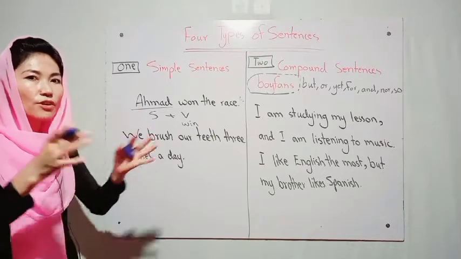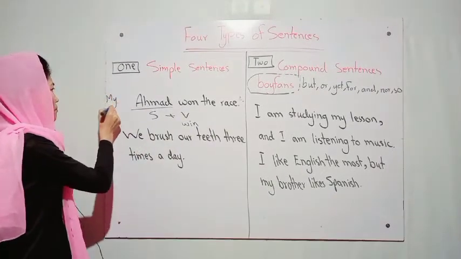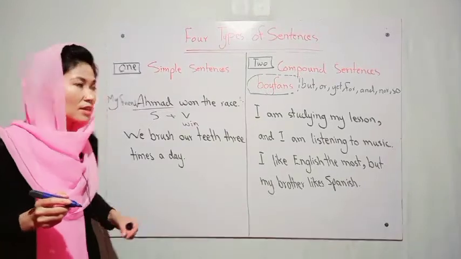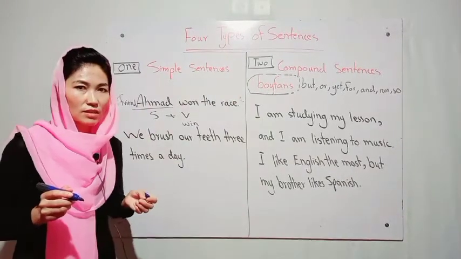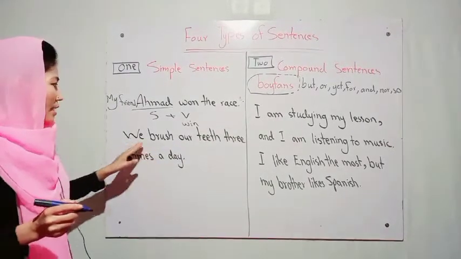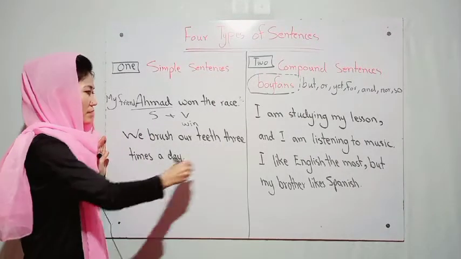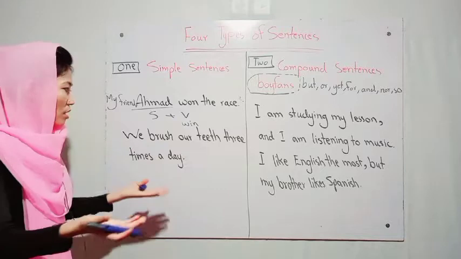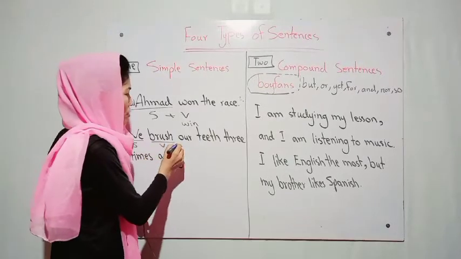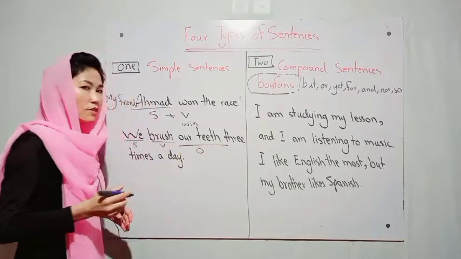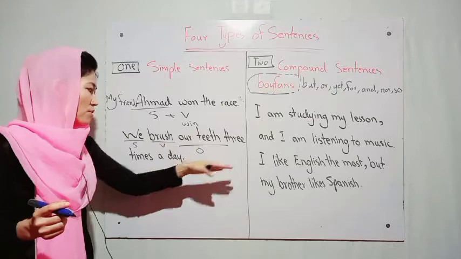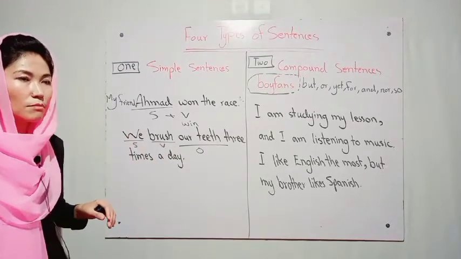Maybe we add some more information, for example, my friend Ahmad won the race. Again, this is a simple sentence. The next: we brush our teeth 3 times a day. In this example, this is a simple sentence, or an independent clause. We is the subject here, brush is the verb, and our teeth is the object of the sentence. 3 times a day is the adverb of time. We brush our teeth 3 times a day. This is again a simple sentence.